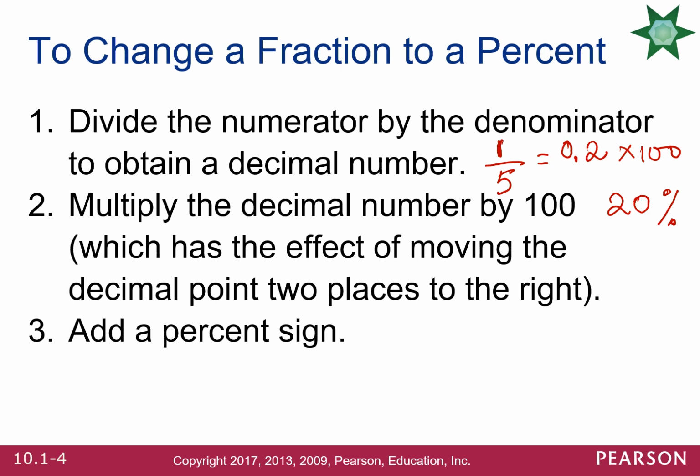It says in the third step, add a percent sign. So let's just quickly go over what we did. We took our fraction, which was given to us, 1/5, or which will be given to us in the case of problems, and then you first divide your numerator by the denominator. You will get a decimal value when you do that, and then in the second step you multiply your decimal value by 100, and then whatever value you get after that, you put a percentage sign after it.